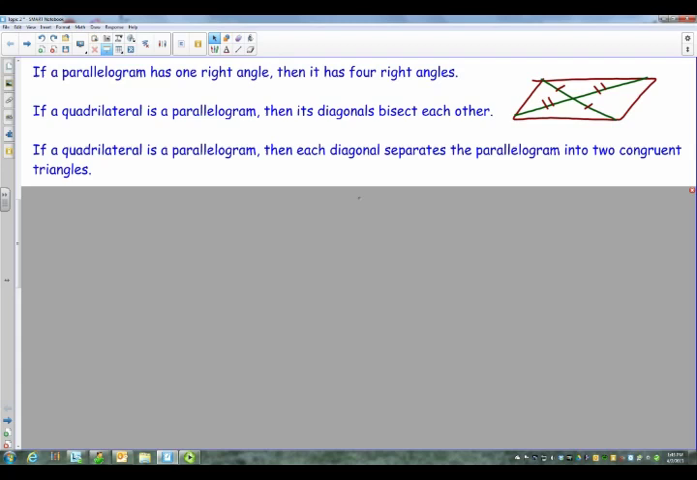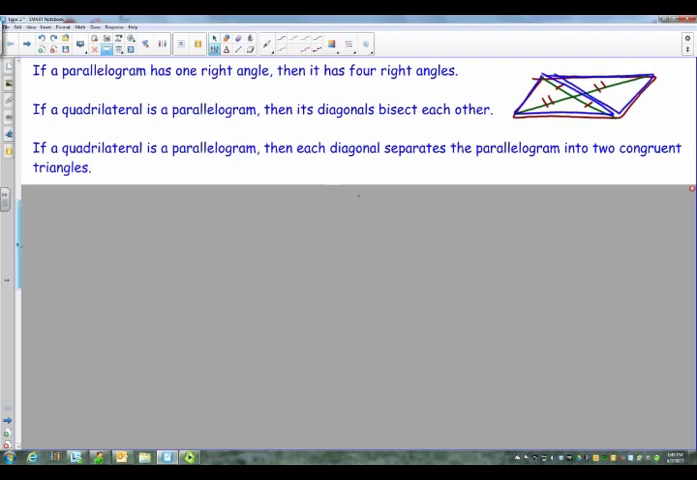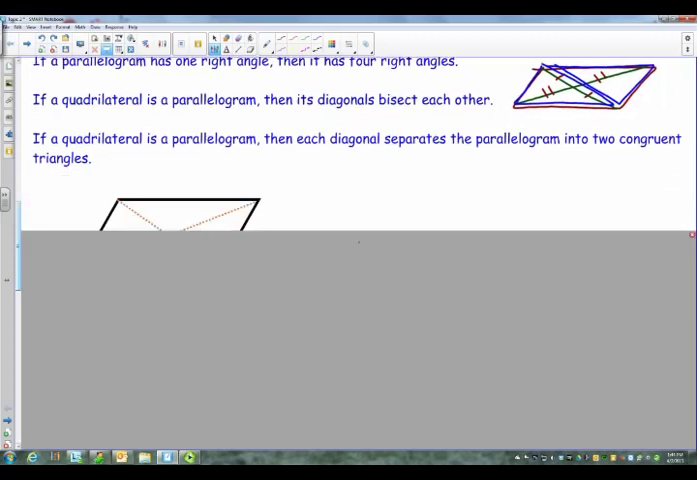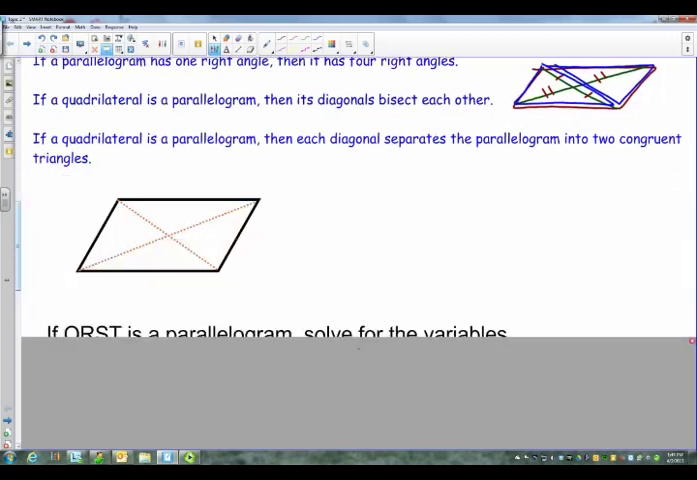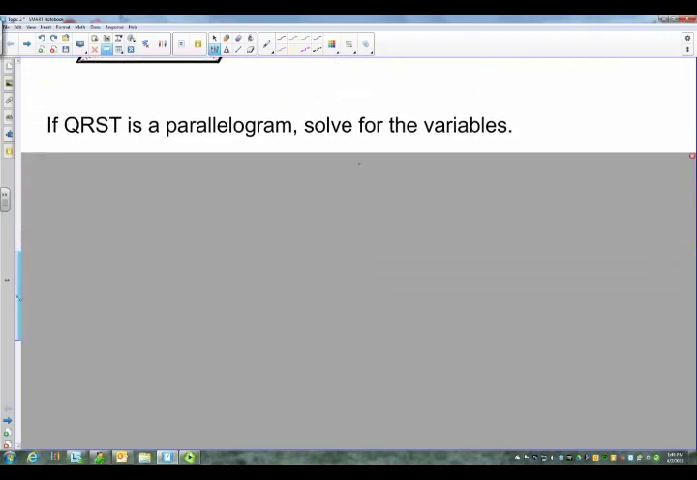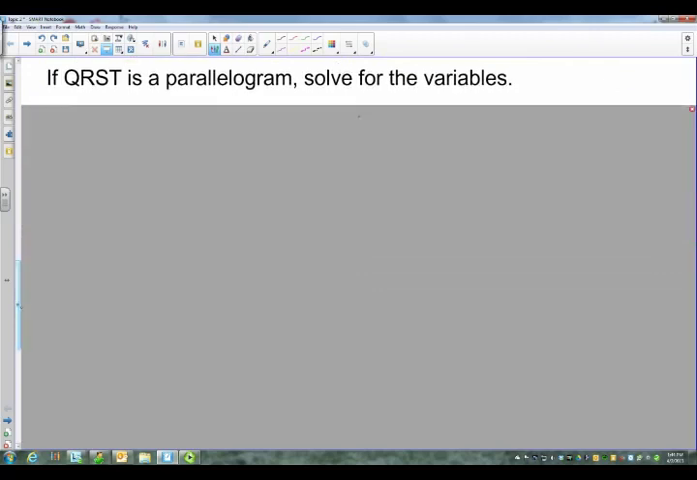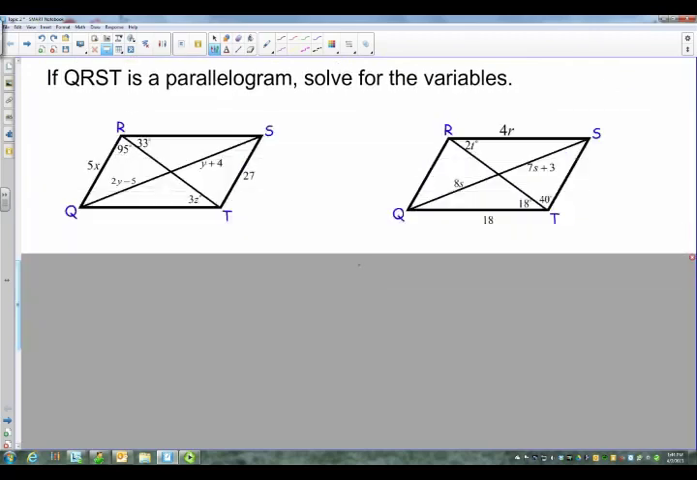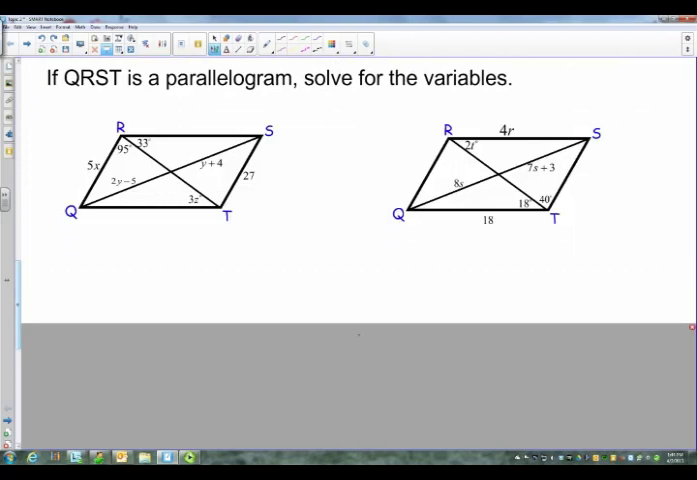Alright, next one. If a quadrilateral is a parallelogram, then each diagonal separates the parallelogram into two congruent triangles. And what you can think is, based on this picture that I have up here, this blue triangle and this blue triangle are congruent because you have side-side-side relationship. And we talked about that before, and side-side-side is enough to prove triangles are congruent. Okay? Alright, so here we go. We're going to solve some of these given some information and those theorems we were given above.